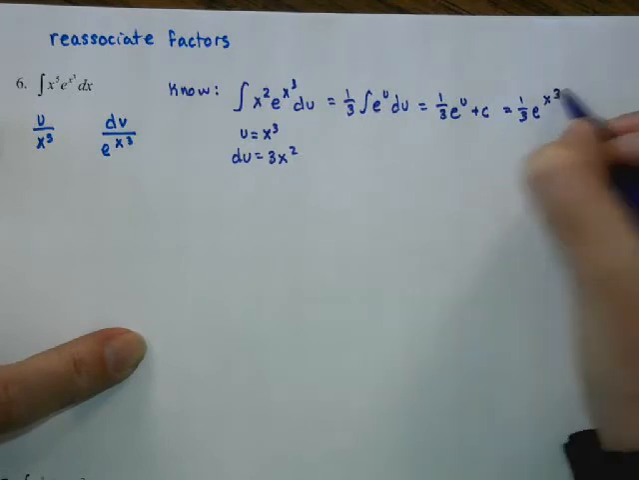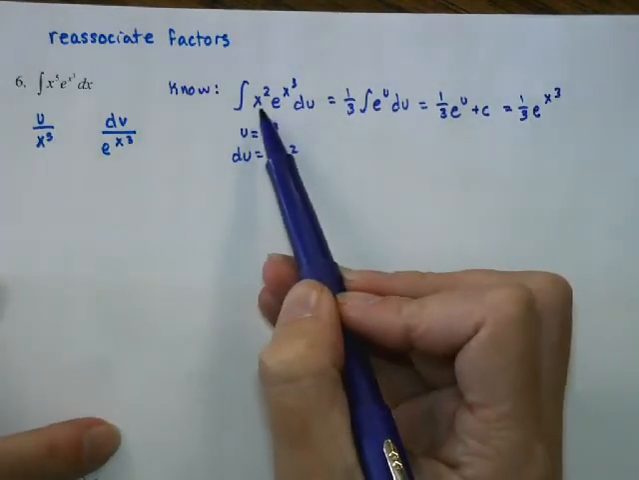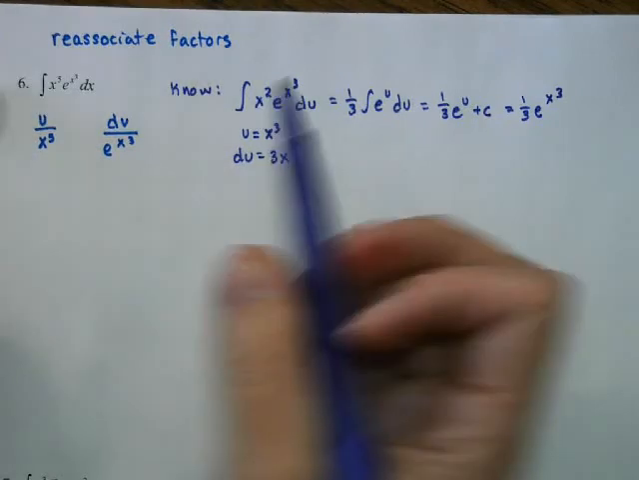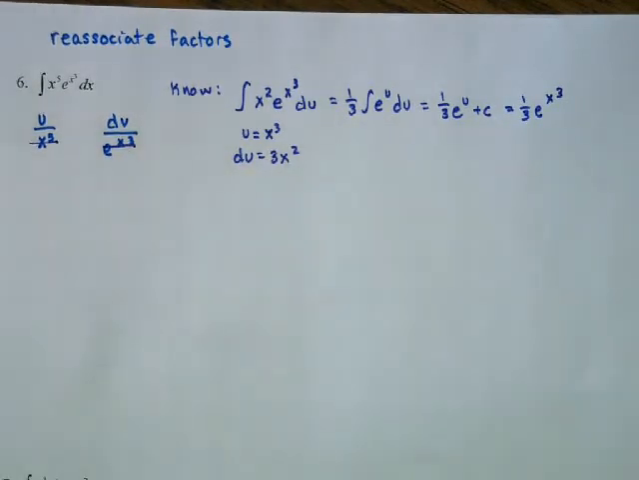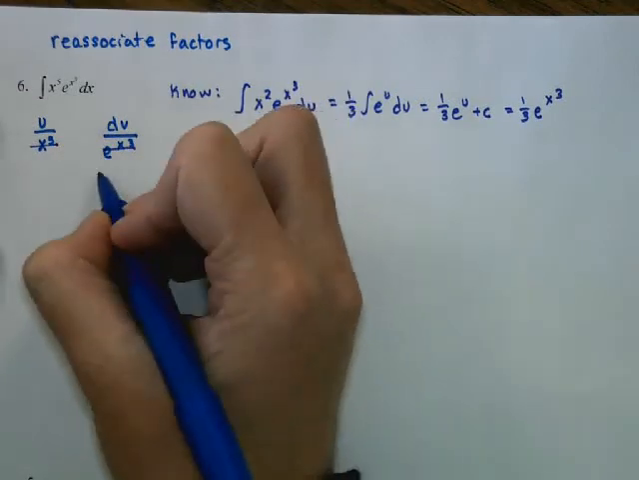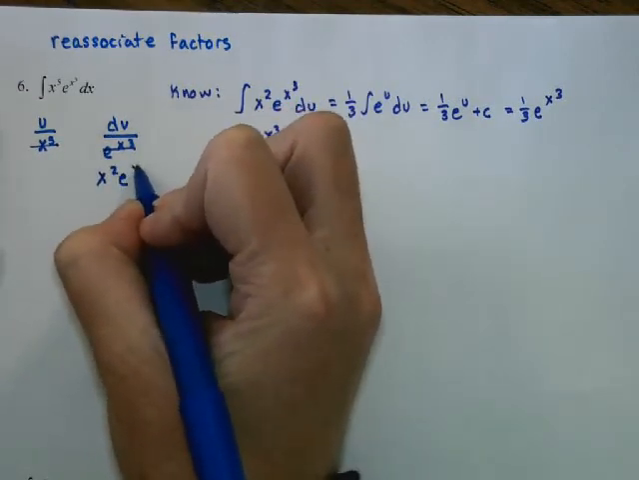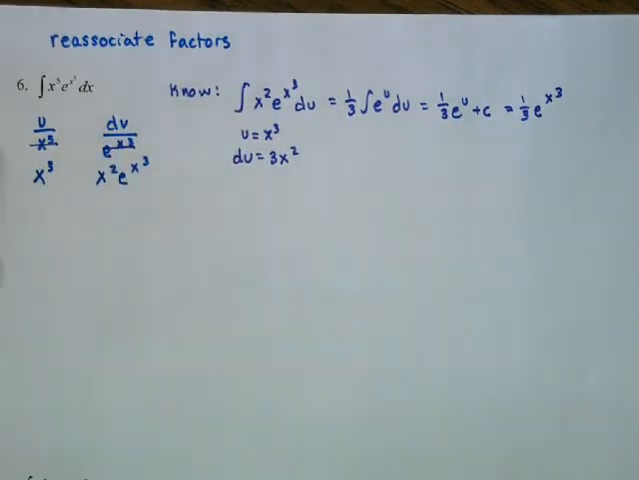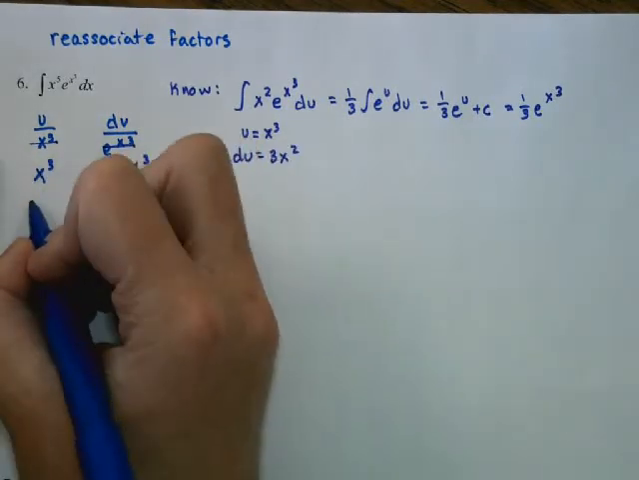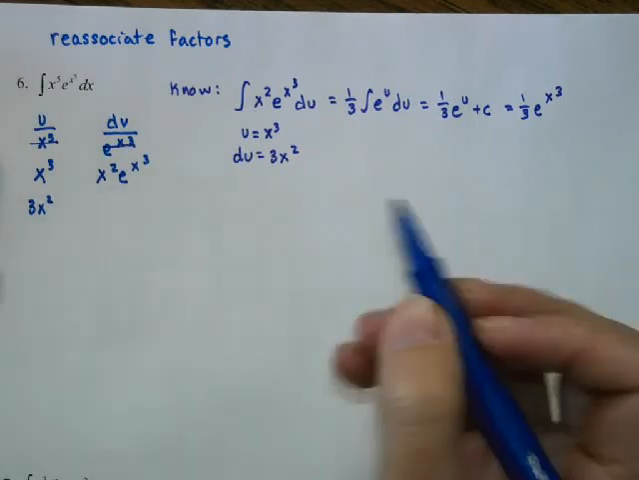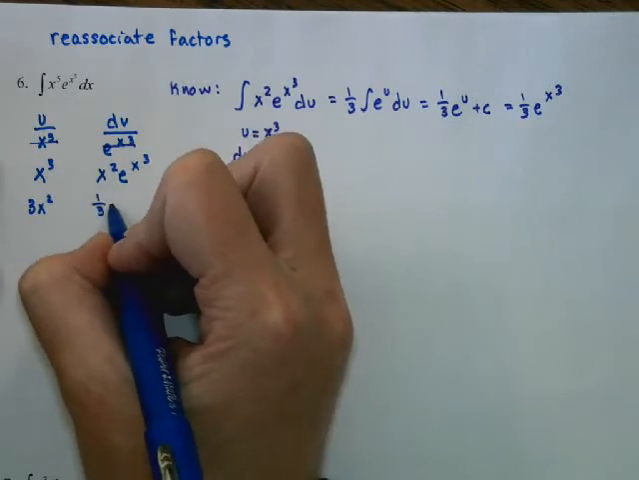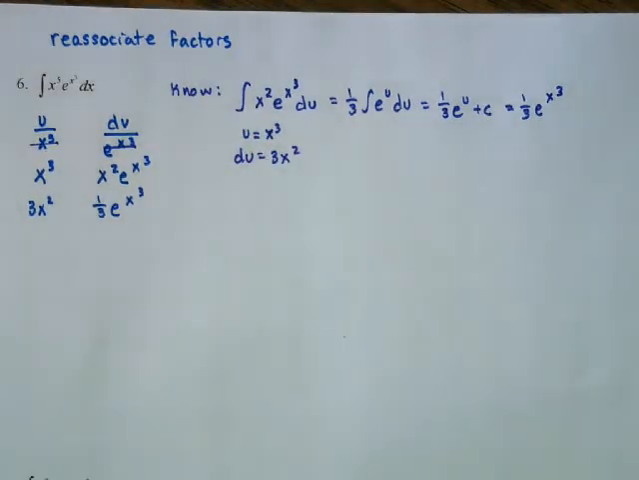which would be 1/3 e to the x cubed plus c. So in my dv, rather than having e to the x cubed, I'm going to have x squared e to the x cubed. So this is not how I'm going to start this problem. This side I'm going to have x squared e to the x cubed. So instead of x to the 5th here, I have x cubed. So I take this one's derivative, which gives me 3x squared. This one's integral we just worked out to be 1/3 e to the x cubed. Okay, which is kind of what we started with again.